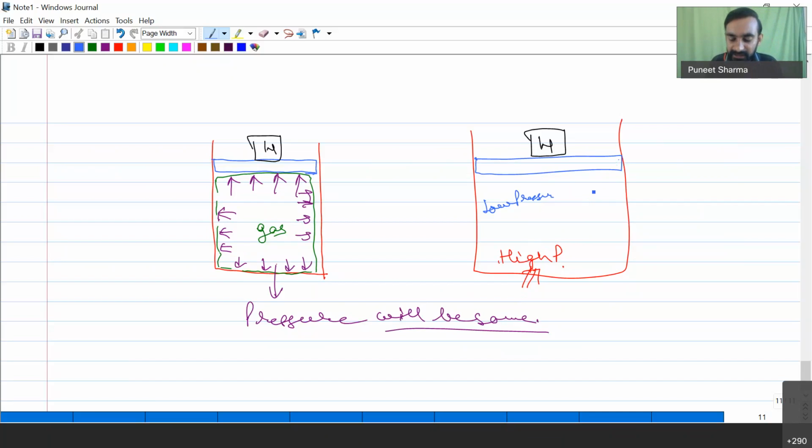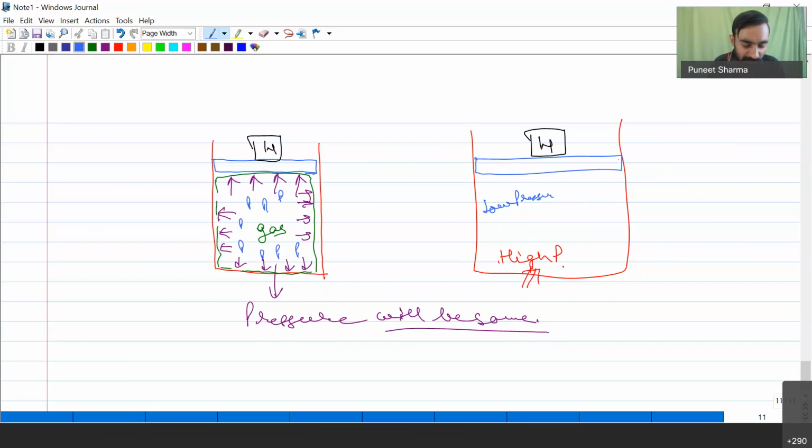And under this condition, what will be happening? We'll be having actually changes in the physical state of the system. So that's why the condition is that if we have mechanical equilibrium, then pressure everywhere within the system should be the same.